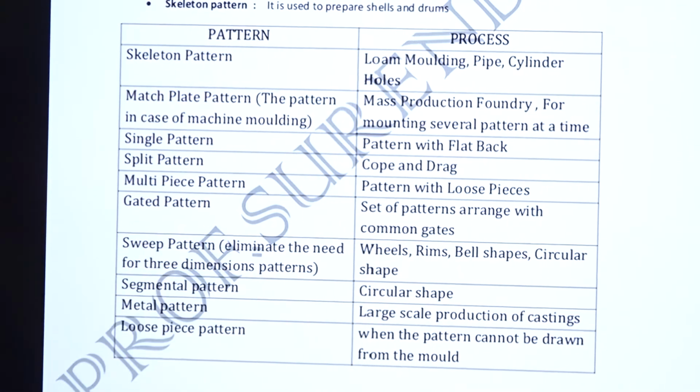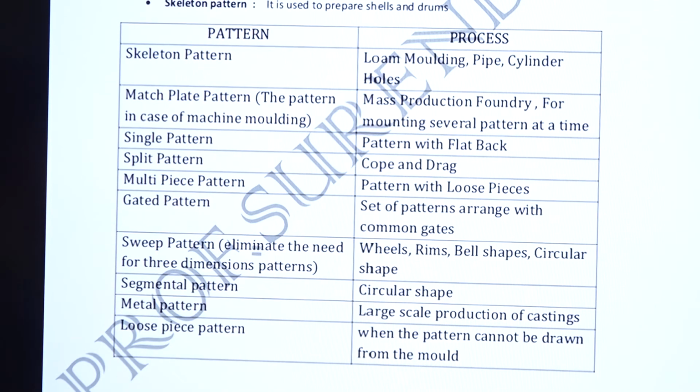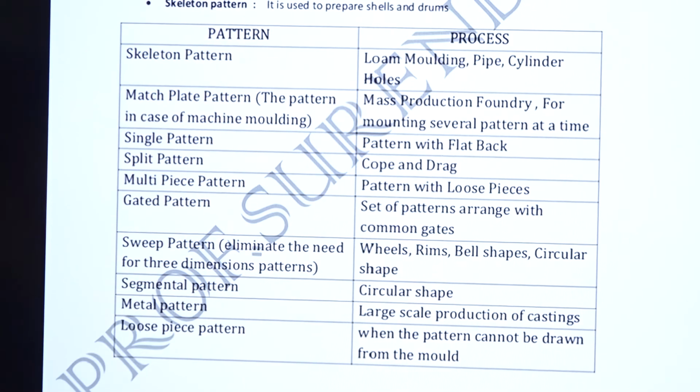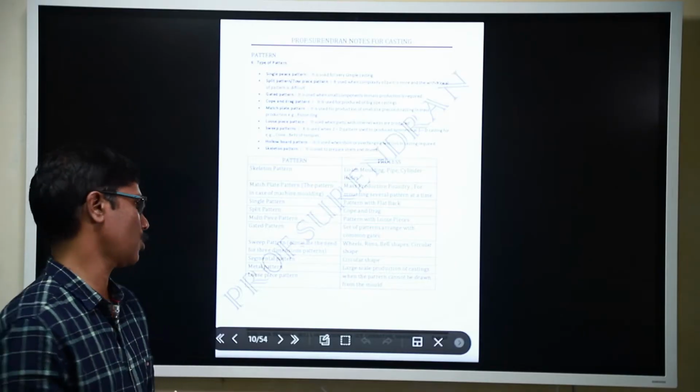Gated pattern is the set of patterns arranged on a common gate. Sweep pattern is used to produce a symmetrical part. Segmental pattern is used to produce a circular shape. And metal pattern is used in mass production. Loose piece pattern, when the pattern cannot be withdrawn, there the loose piece pattern can be used.